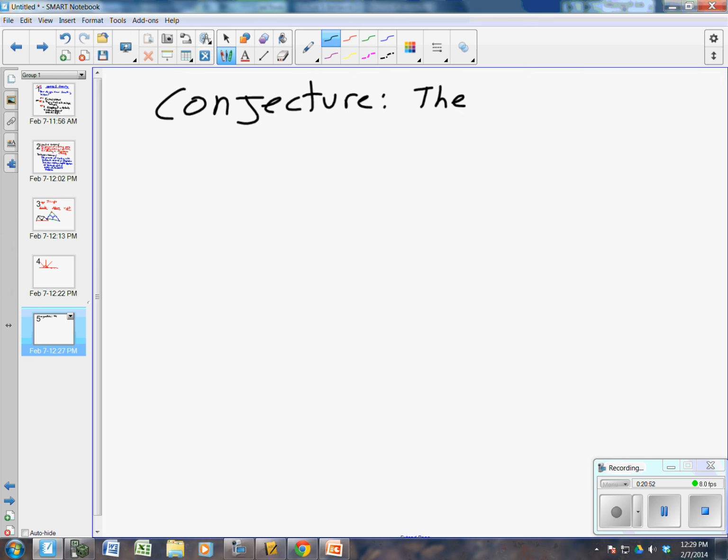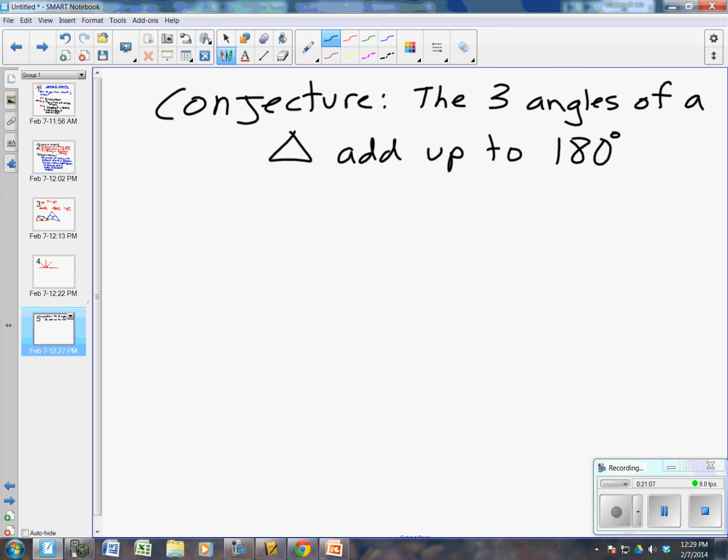Everybody write this conjecture down. The three angles of a triangle add up to 180 degrees. That's a conjecture. Now, we have not proven that it's true, have we? We have not gone through a set of logical, already proven statements to show that it's true.